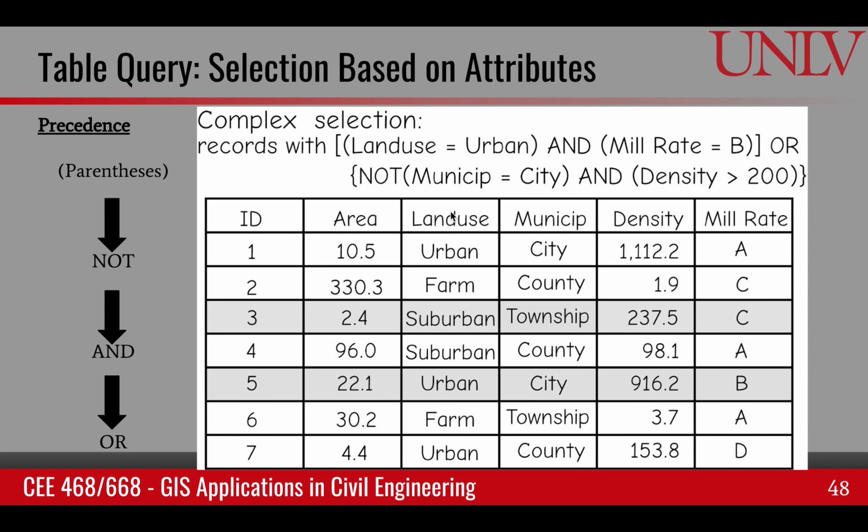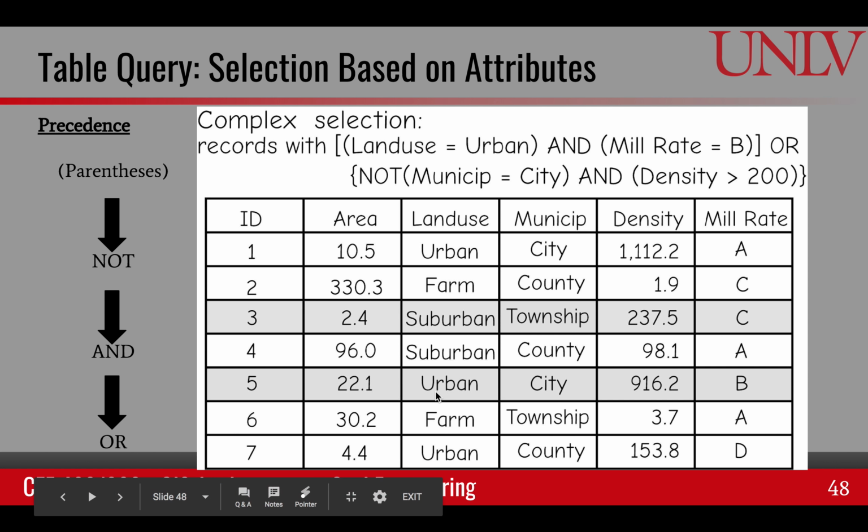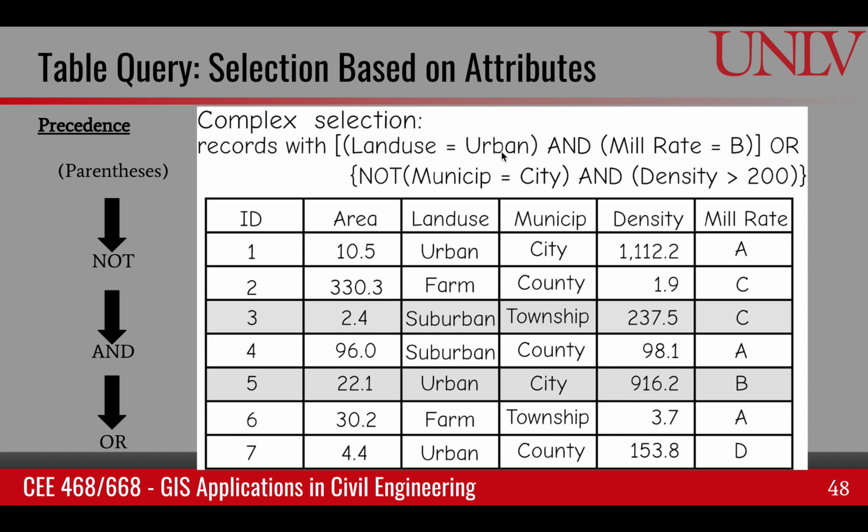If we look at the land use and mill rate, you can see that in this case land use is urban and mill rate is B, whereas in this case land use is suburban and mill rate is C. So in this case, this side is giving us false, but if we look at the second part, municipality is not city and density is greater than 200, this is giving true. So false OR true gives us true, and so number 3 is selected.